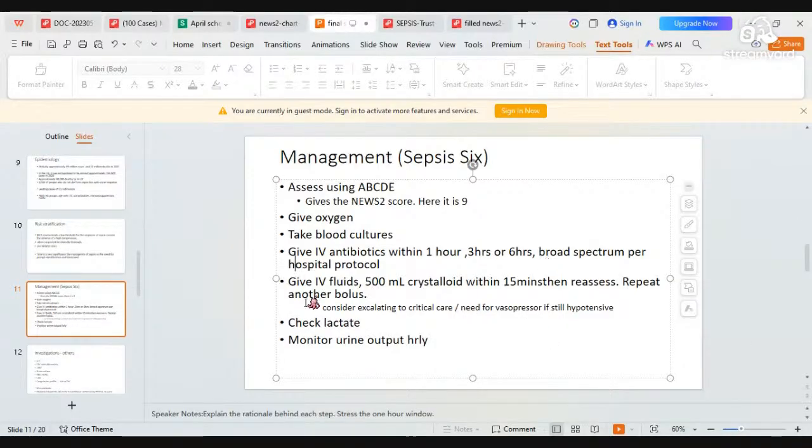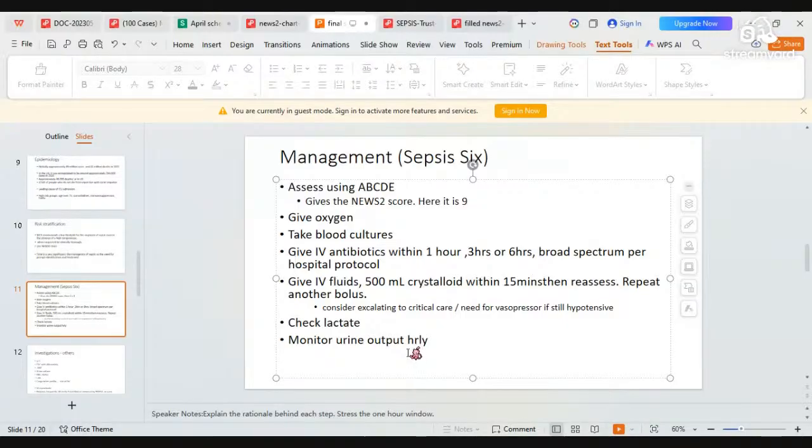So the other thing you want to take from this patient, you want to check this patient's lactate. So that's your second take now, lactate. And then the third take for this patient is that you want to monitor this patient's urine output every hour. Of course, you're giving fluid already, you're charting. You want to monitor the patient's urine output every hour.